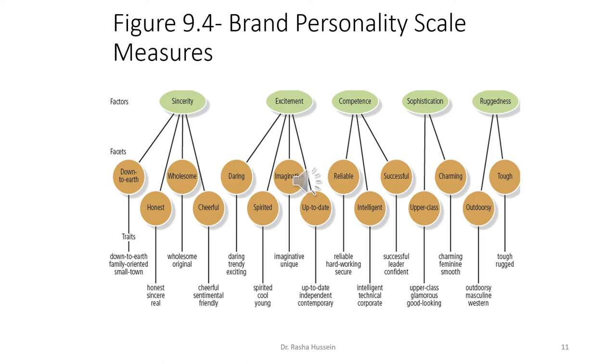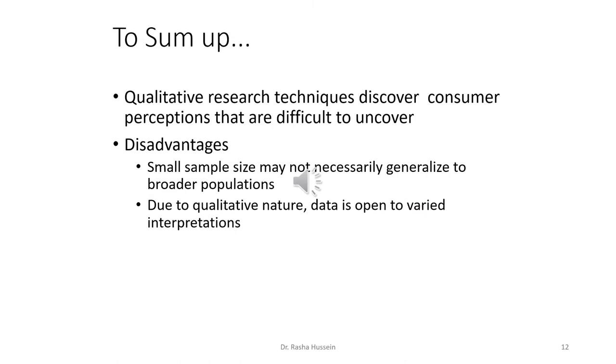Aaker conducted a study where she asked a number of respondents to rate how descriptive each personality trait was for each brand. She conducted the study for a number of brands, using a 7-point scale, where 1 equals not at all descriptive, up to 7 equals extremely descriptive. The result indicated that some brands tend to be strong on one factor, some others like Nike are strong on a number of factors, and some other brands were poor on all the factors. To sum up, qualitative research techniques discover consumer perceptions that are difficult to uncover.